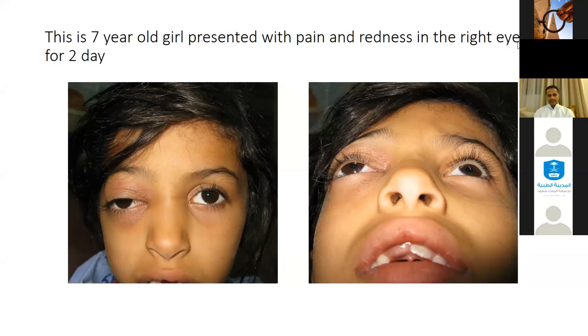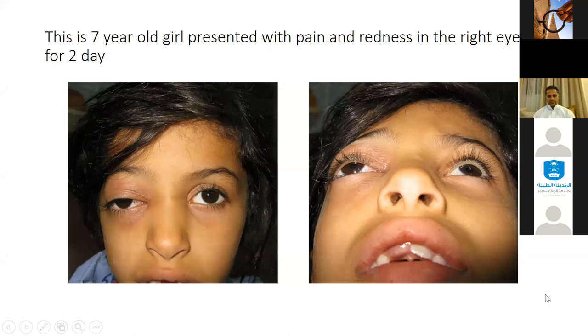Also, I would ask about the duration of symptoms, if it's the first time of occurrence or previously this happened to the patient. The rate of progression, if it's the same since it began or it's worsening. There is also pain. This is important as well. If it's painful or painless. So the history is important.